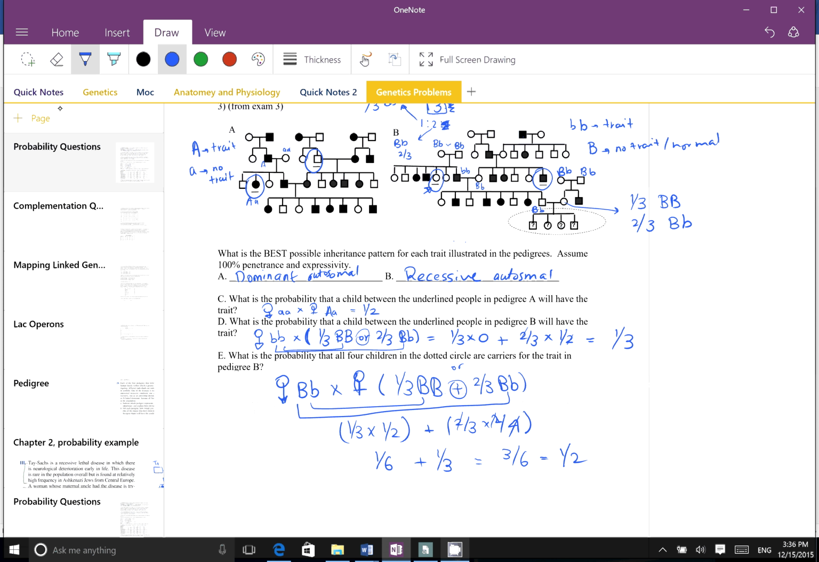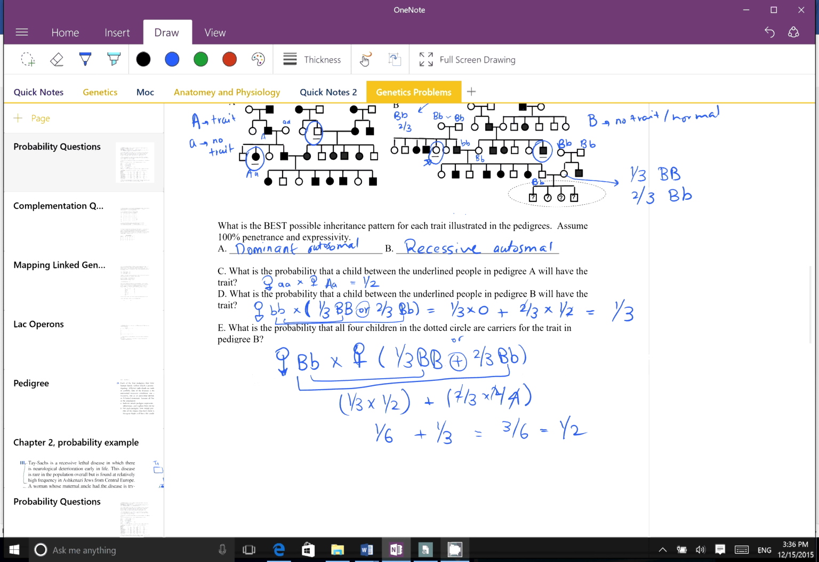Okay, that's the probability for one child, and I said I have 4 kids, so it's 1/2 for the first kid and the second kid having it, so I multiply, and the third kid having it, so I multiply, and the fourth kid having it, so I multiply. It's 1/2 to the power 4, or in other words, it's 1/16. And that's the probability of all kids being carriers, and that's how you find it.